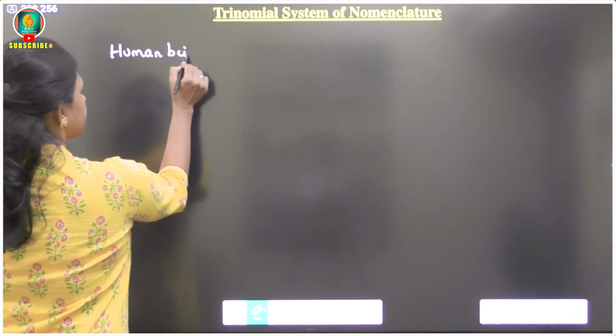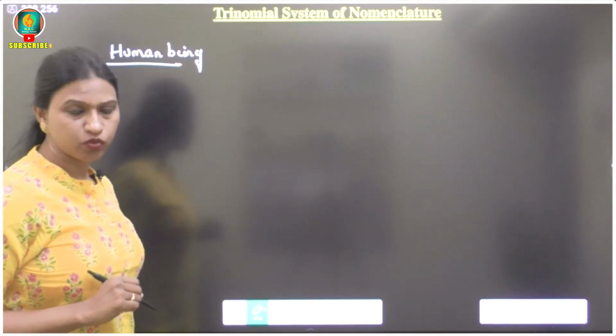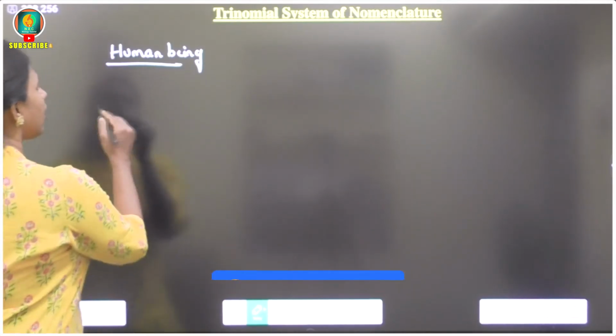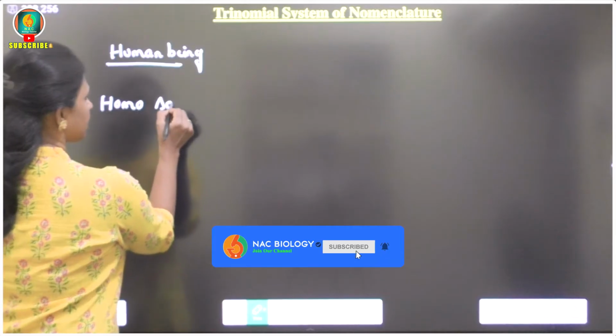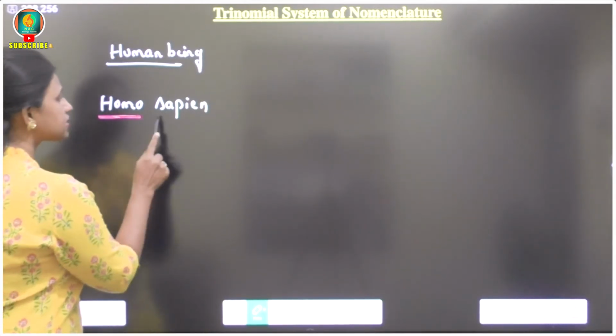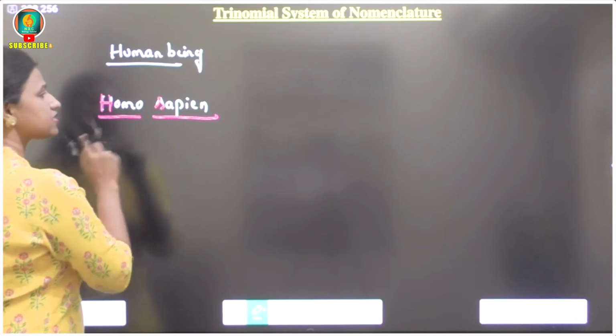Human being is a common name. Correct? Now, if I have to give a scientific name, a biological name, to a human being, I can call it Homo sapiens. Everybody knows it. So it's a biological name. I need to underline it separately because the first is the genus and the second is the species. Here it begins with a capital letter, and here it begins with a small letter.